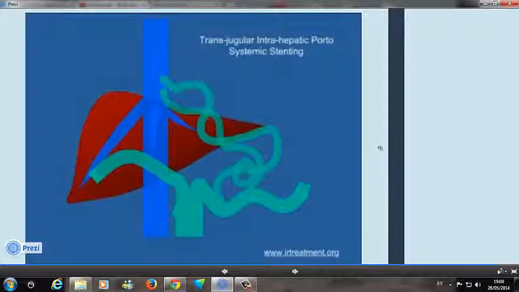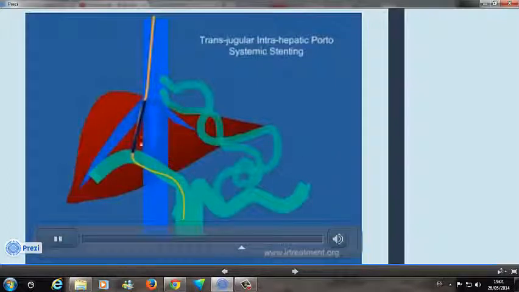The procedure is called TIPS. A needle is taken from a vein in the neck under image guidance into a vein in the liver. The needle is then rotated and punctured in such a way that it enters the portal vein. Then a wire is passed through the needle into the portal vein and the needle removed.